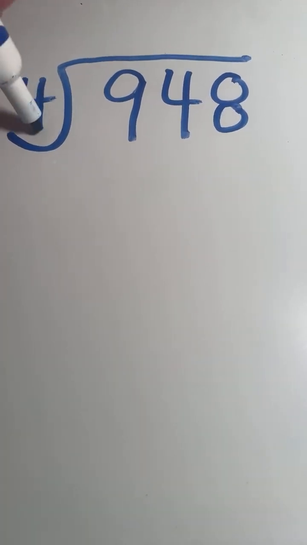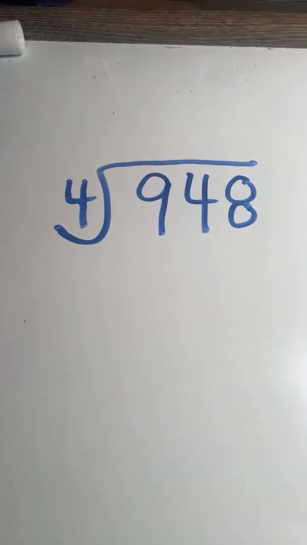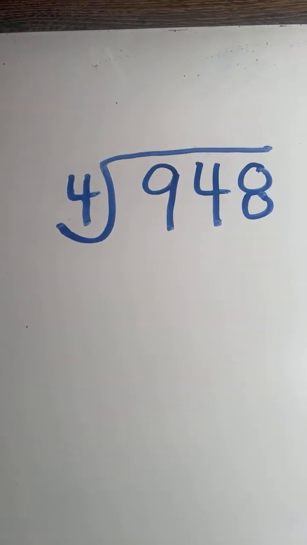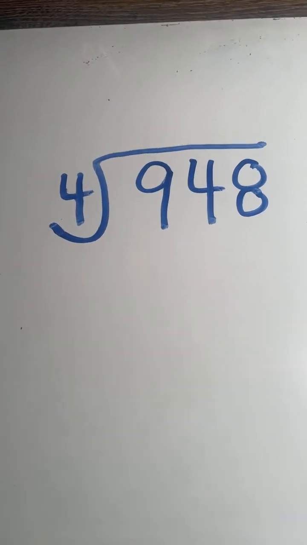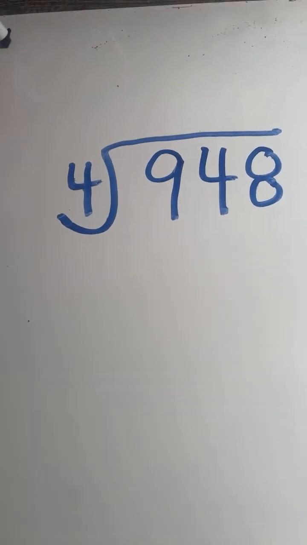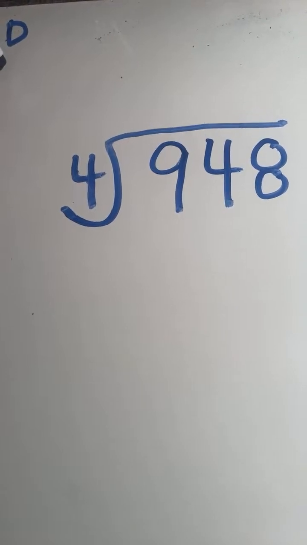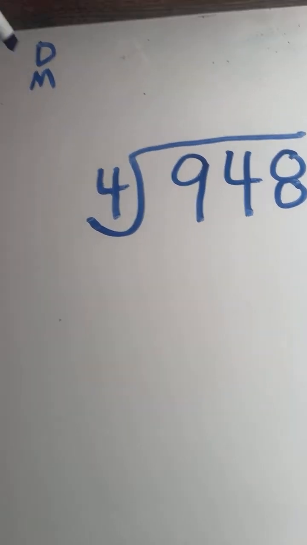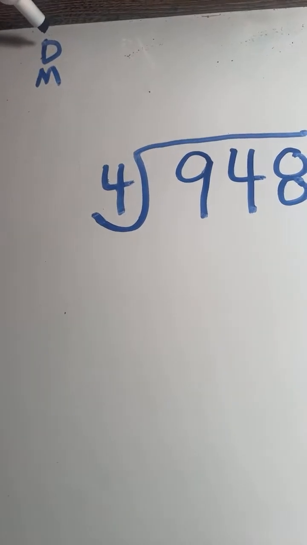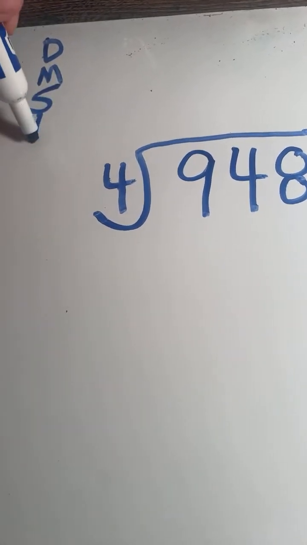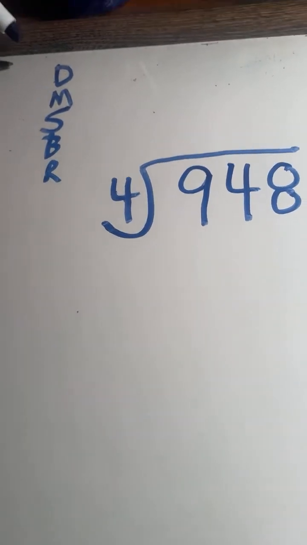All right, 948 divided by 4. For this one, this is for all the students who are fluent enough that skip counting is not necessary. Still a good thing to do, but I'm going to write the steps. Divide, multiply, subtract, bring down, repeat.